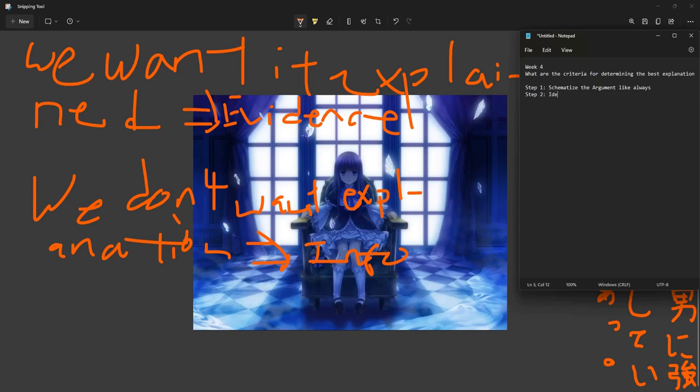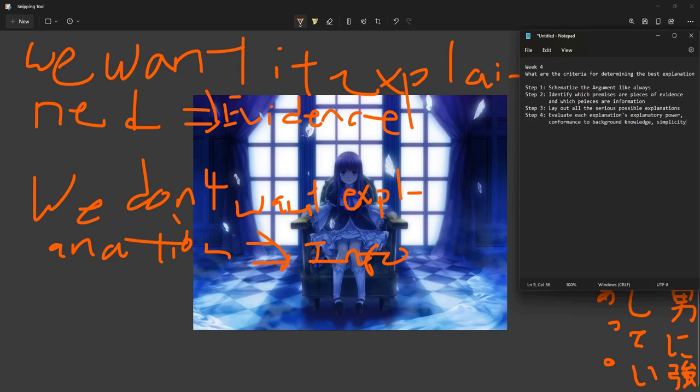Step two would be identify which premises are pieces of evidence and which pieces are information. Okay. Step three, we need to lay out all the serious possible explanations. Step four will be evaluate each explanation's explanatory power, conformance to background knowledge, simplicity.